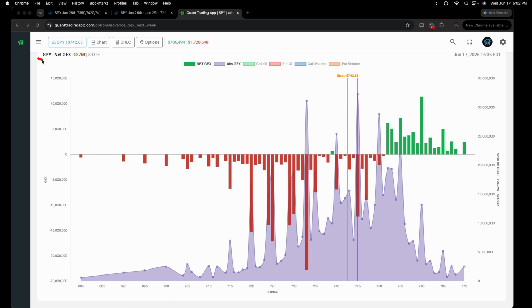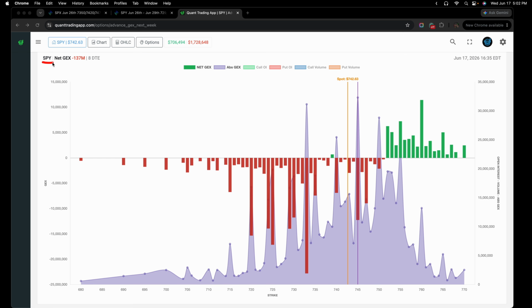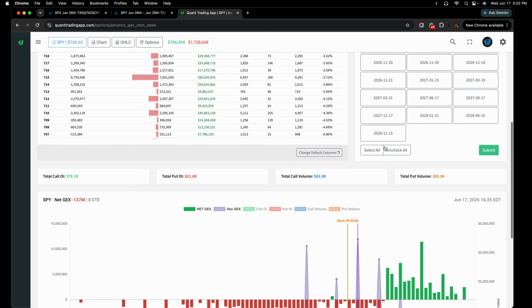I use the SPY, by the way, whenever I'm doing an analysis of multiple gamma exposure expirations. And if I'm doing a single expiration analysis, I'll use the SPX. I think the SPY is much cleaner and it's easier for me to do a macro analysis. The first thing that stands out to me is this strike right here, which is 733.